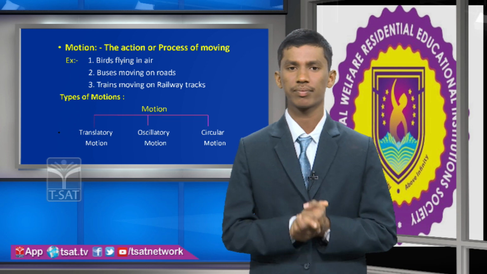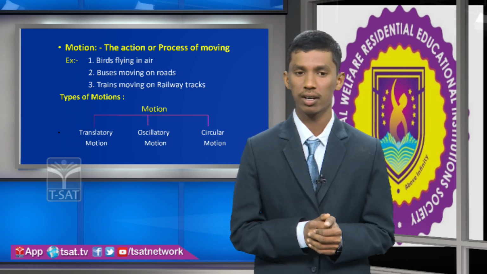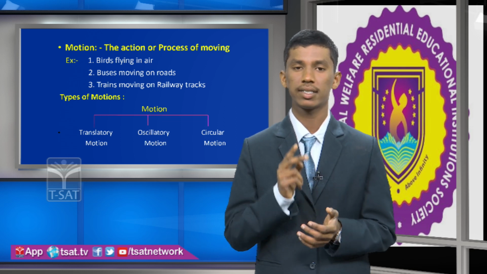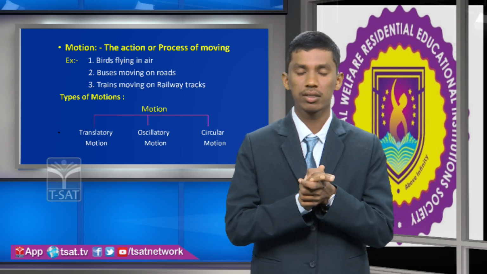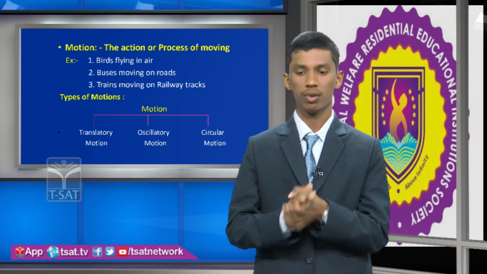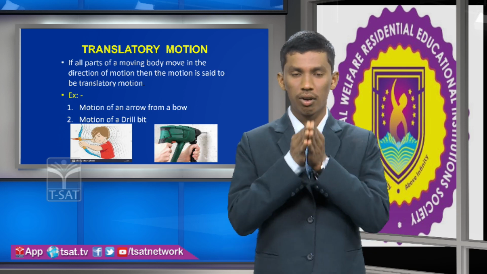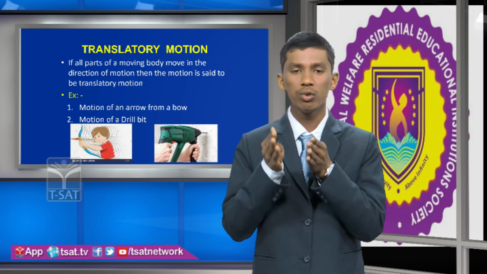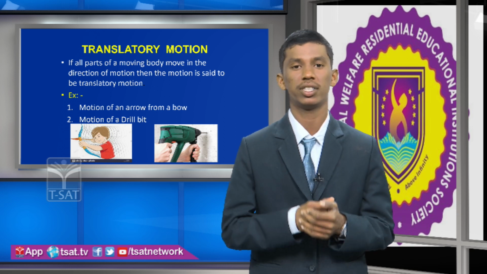Friends, motion is classified into three types. They are translatory motion, oscillatory motion and circular motion, right friends? So let me discuss translatory motion. What is meant by translatory motion? When all particles of a body move in the direction of motion, it is said to be translatory motion.